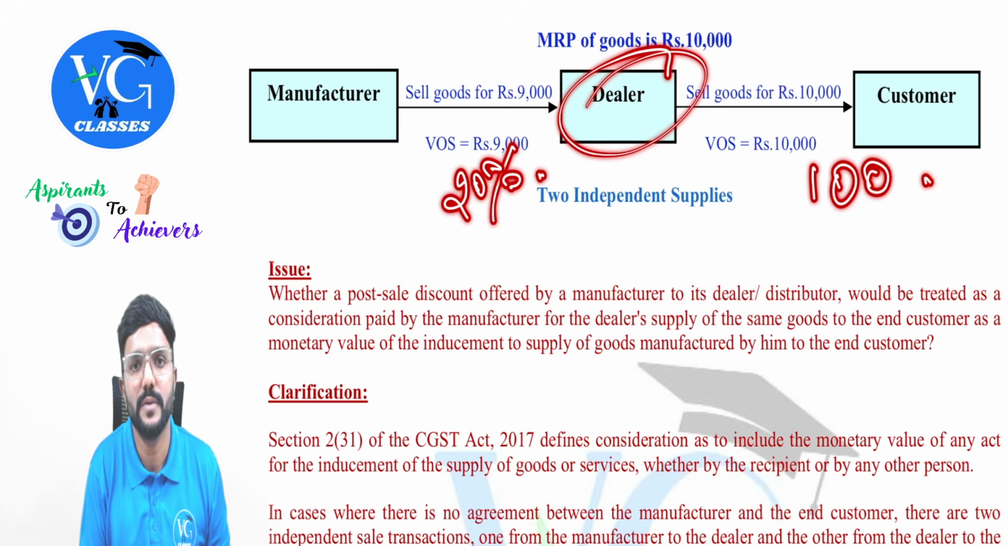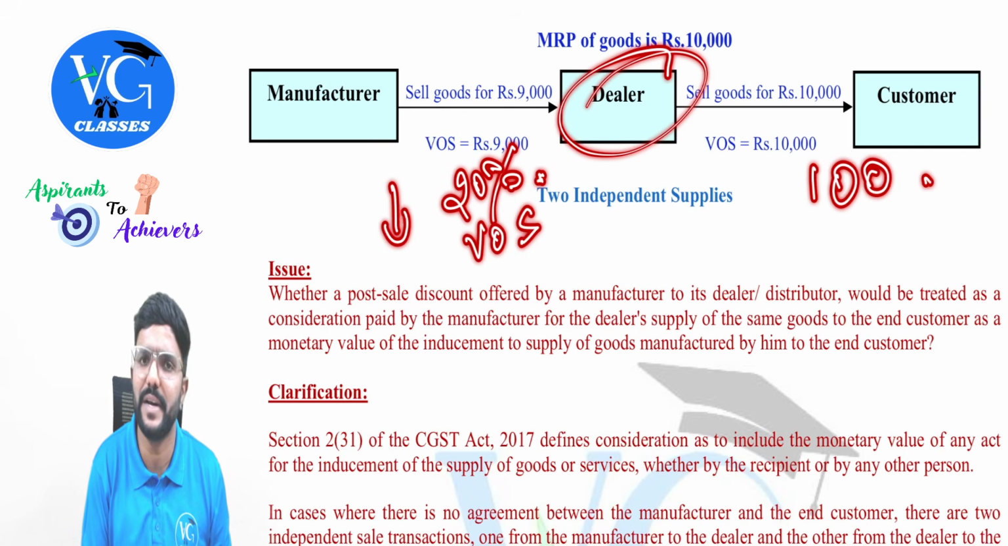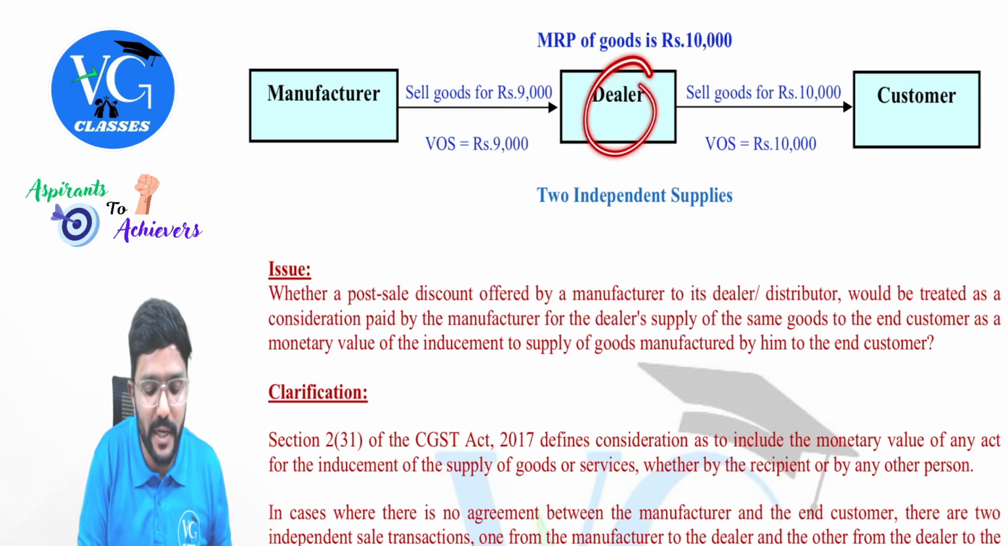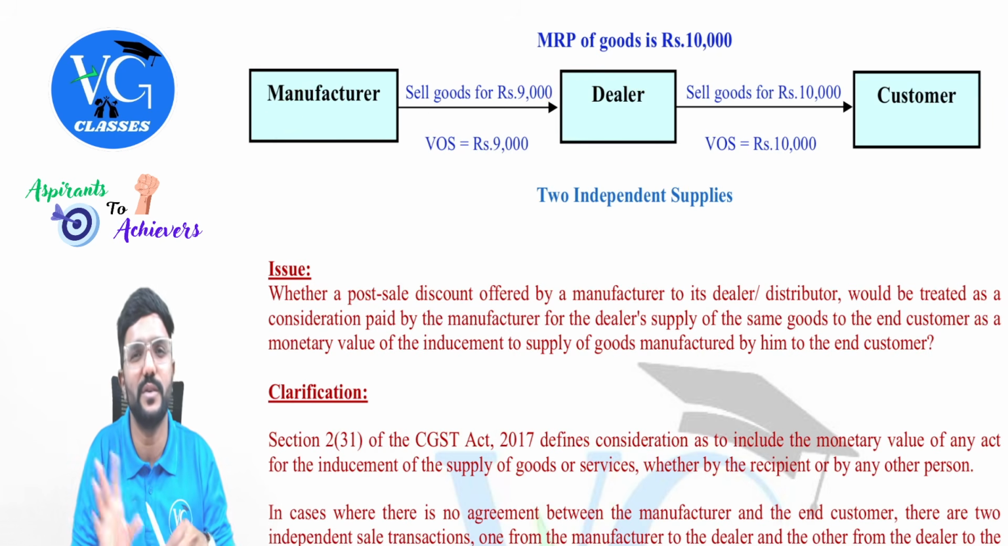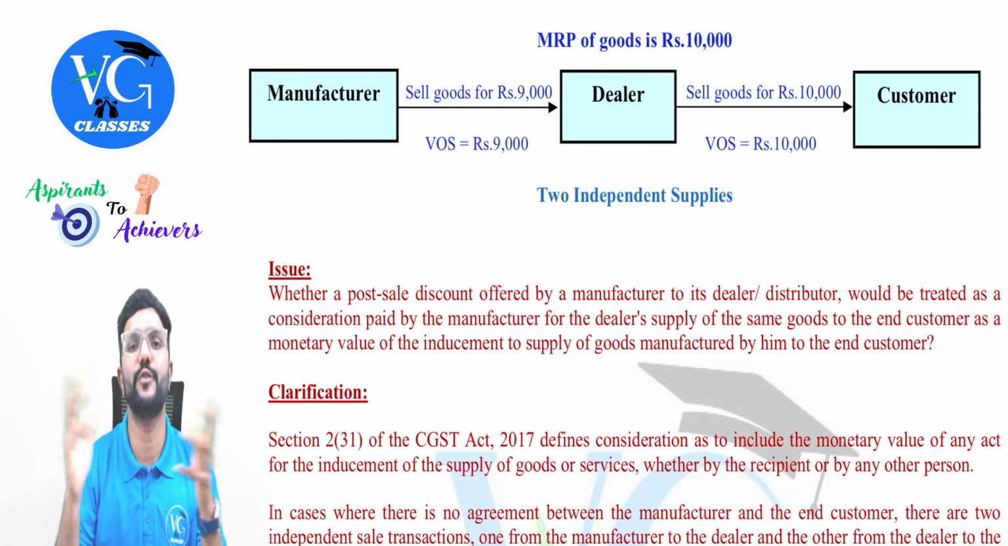Yes, he will get it. So if all the conditions given under section 15(3)(b) are satisfied, will we reduce it while calculating the value of supply? Yes, we will reduce it. And is there a separate supply between dealer and manufacturer for giving discount? No, sir. There is no separate supply. Only there is a supply of goods.